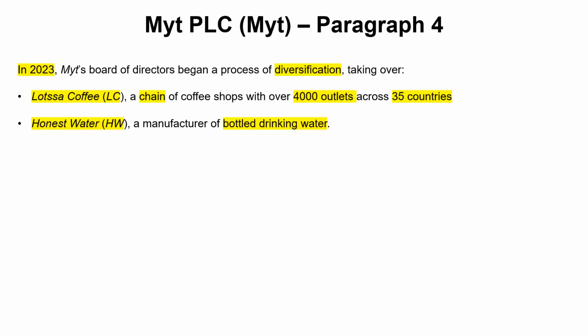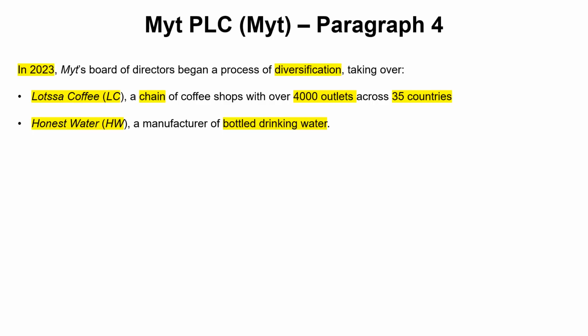So here, what have they done? Chain of coffee shops, 4,000 outlets, 35 countries. They're operating across 6 continents already. So operating internationally, international marketing shouldn't be an issue. But a coffee shop is fundamentally a different business from what they've been doing. So think about risk elements.